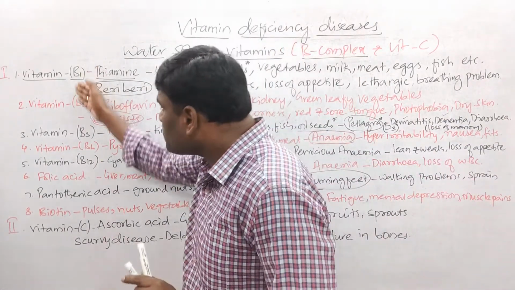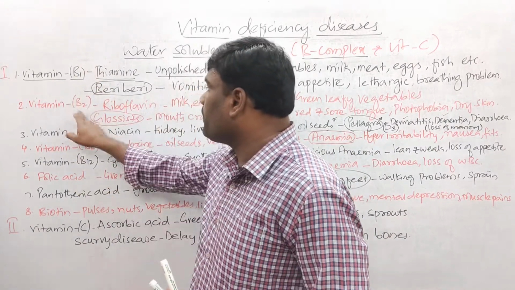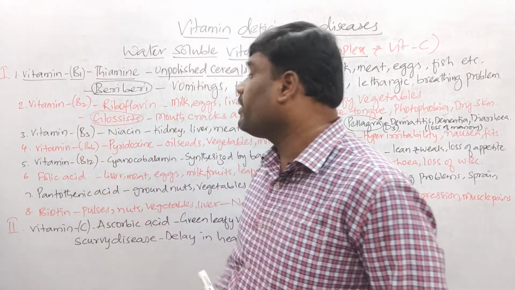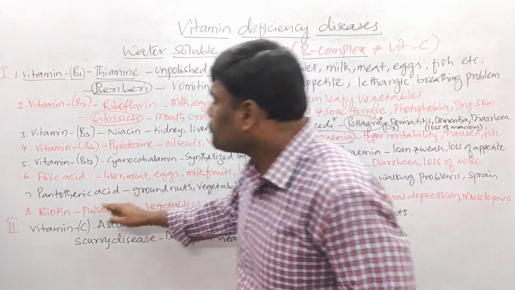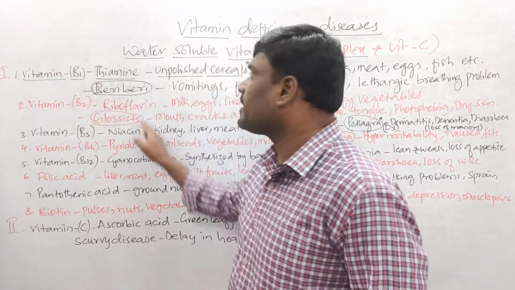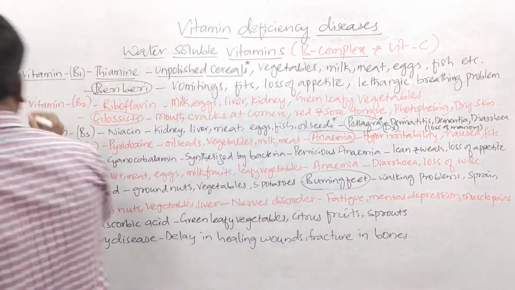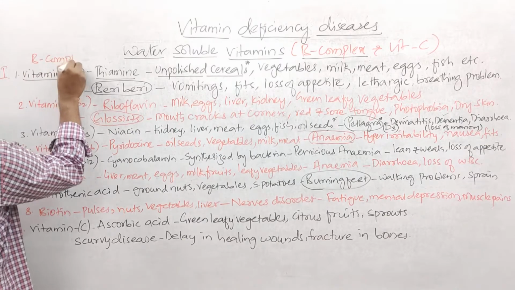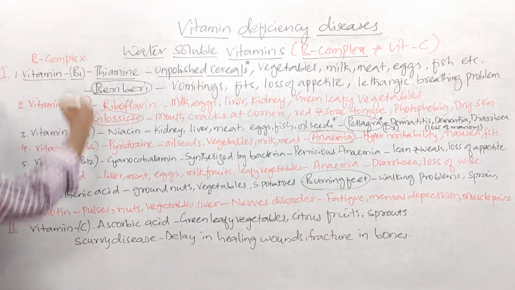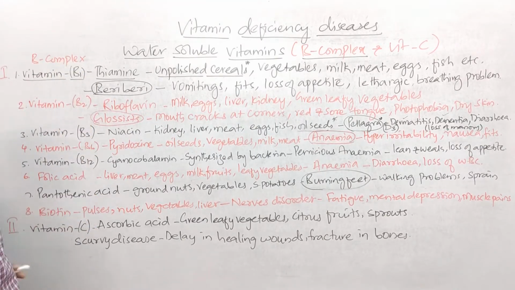And this whole set of vitamins, such as B1, B2, B3, B6, B12, folic acid, pantothenic acid and biotin, all together we call a B complex, children. Let me write it here. So all these are called B complex, and they are very much helpful for the metabolic processes.